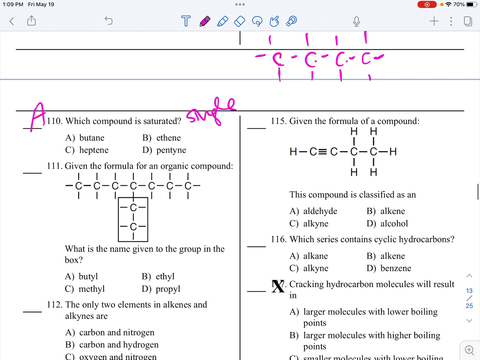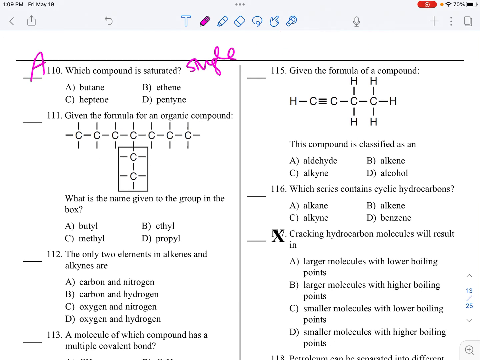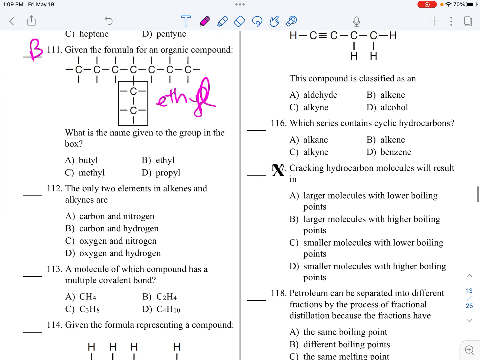What is the name given to the group? So we have a 2-carbon group. So 2 carbons is eth, and we end it with a YL. That's an L, ethyl.